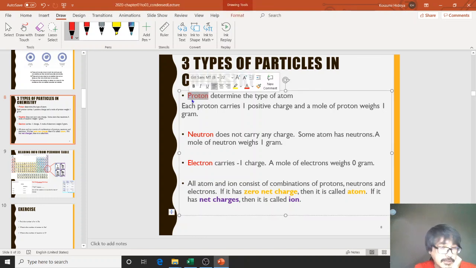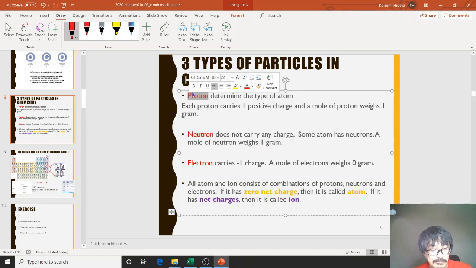Proton sounds like plus, and each proton carries one positive charge. And then a mole of protons, if you gather up a mole of protons, it weighs 1 gram. Remember that a mole is 6.022 times 10 to the 23. It's a huge number of protons. You just gather it around right here. That's what weighs 1 gram.